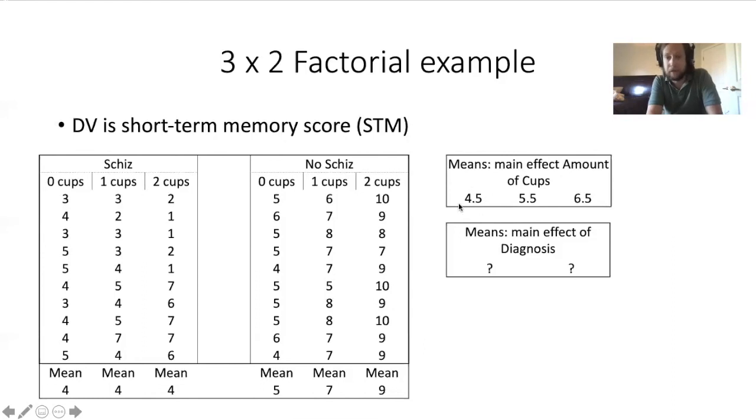These are just the people, their average short-term memory score of people that drank 0 cups of coffee. Another way of doing that, by the way, 4 plus 5 divided by 2 also equals 4.5.